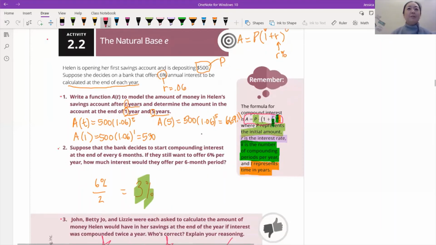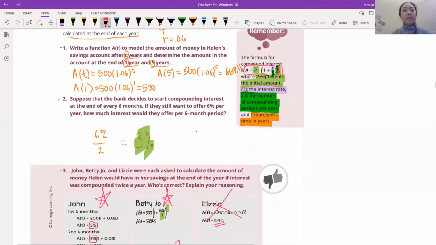All right, and that's what it would be for 1 year if we get paid at the end of the year. But suppose a bank decides to start compounding interest at the end of every 6 months. Compounding interest is kind of difficult to explain, but I think of it as how many times they're going to pay me interest. That's going to happen every 6 months, so that's twice a year.